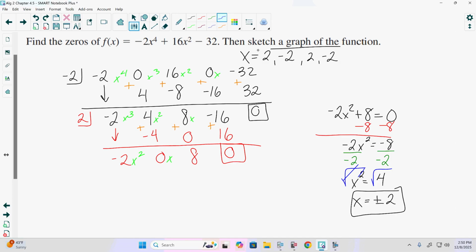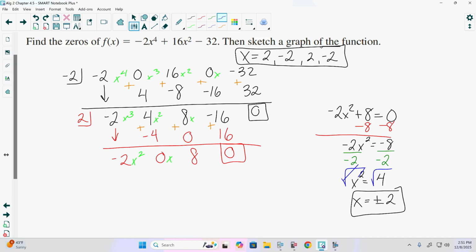We can list it out as plus or minus. But our solutions are 2, negative 2, 2, and negative 2. So we have 4 solutions. We really have 2 repeated solutions, 2 and negative 2. Questions on this here?